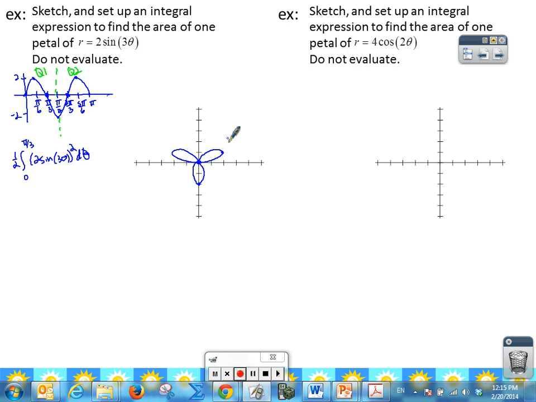Alright, so here's our area. If we wanted to find the area of one petal and we didn't care which one, that's the one I would use. The first one.